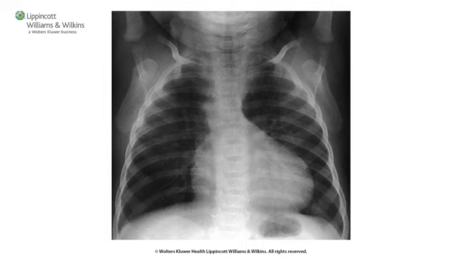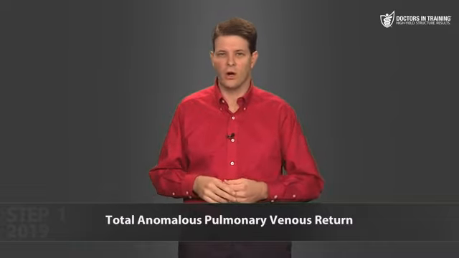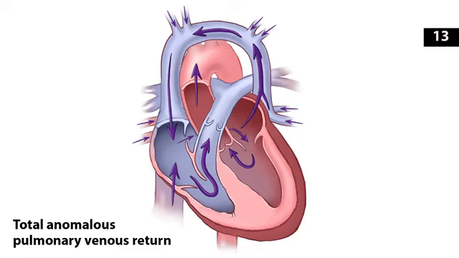But if they show you a boot-shaped heart in an adult, think about right ventricular hypertrophy from other causes like COPD or primary pulmonary hypertension. Then the fifth and final cause of cyanotic heart disease and right to left shunt is called total anomalous pulmonary venous return. This is where the pulmonary veins drain into the systemic venous circulation.